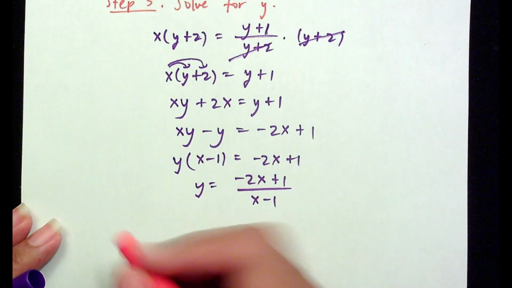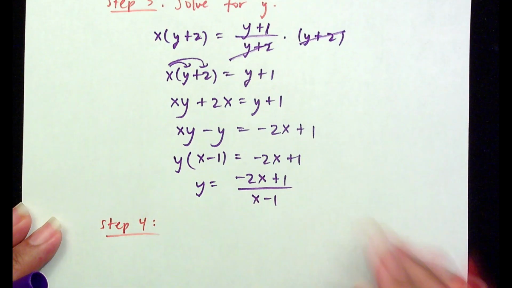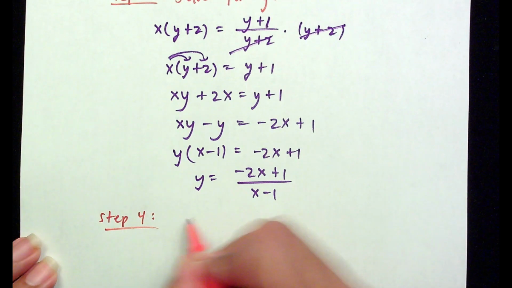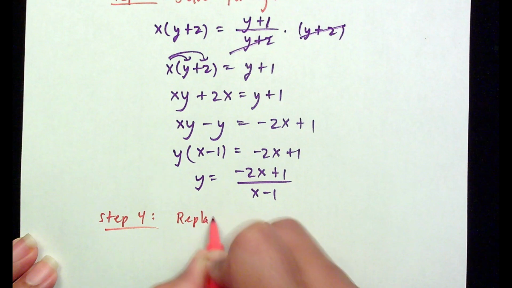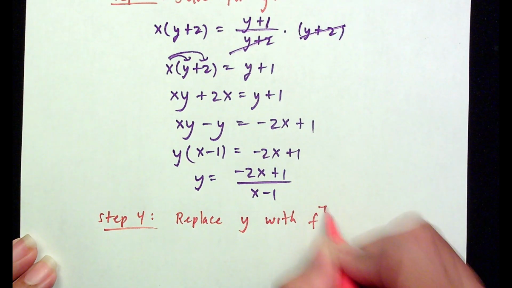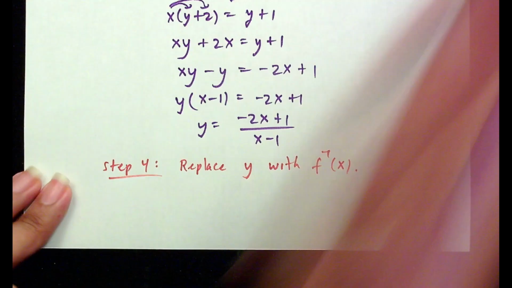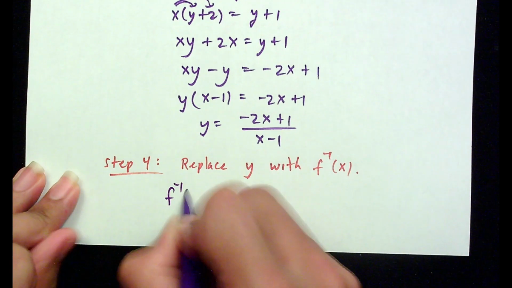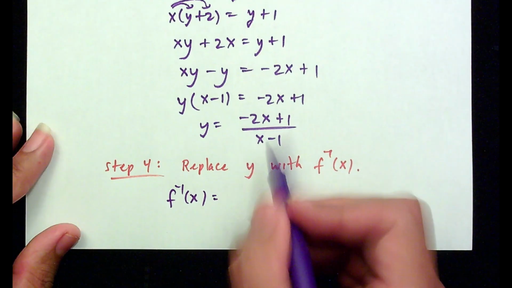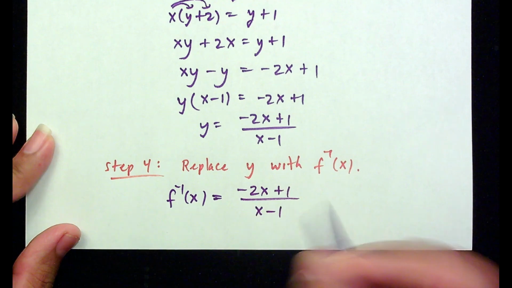The only thing that remains is to report the answer using functional notation. In other words, replace y with f inverse of x. That would be f inverse of x equals negative 2x plus 1, all over x minus 1. And that's our final answer.